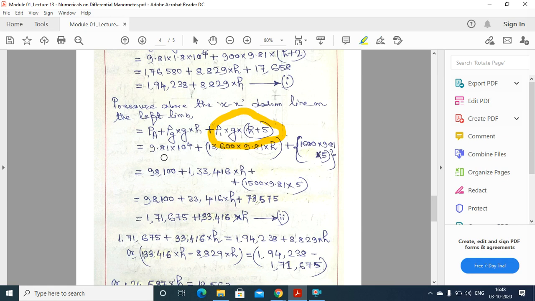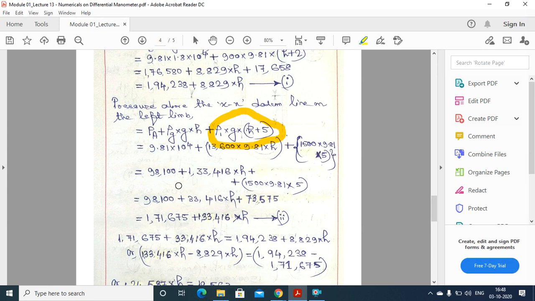So if we now simplify this, then we will get 9.81 into 10 to the power 4, because Pa is the pressure at the point A, which is given in this numerical as 1 kg force per centimeter square. So that's why it will be 9.81 into 10 to the power 4 Newton per meter square, plus rho g into g into h, where rho g is the density of the heavy liquid or mercury, 13,600, g is the 9.81, and h we have to calculate. Okay, plus rho 1 g into 5. So rho 1 will be here 1500, g is 9.81 and h is 5.